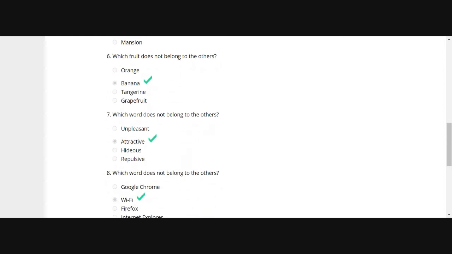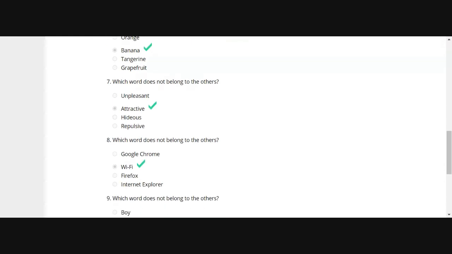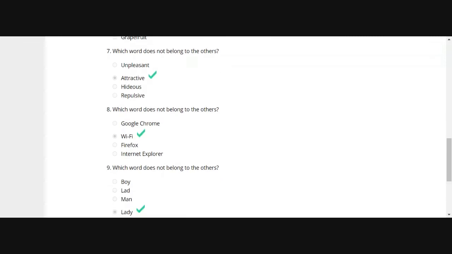Which word does not belong to the others? You have unpleasant, attractive, hideous, repulsive. Now, unpleasant, hideous, and repulsive are all synonyms, while attractive would be an antonym. Which word does not belong to the others? You have Google Chrome, Wi-Fi, Firefox, Internet Explorer. Now, Wi-Fi is the odd one out because Google Chrome, Firefox, and Internet Explorer are all browsers.